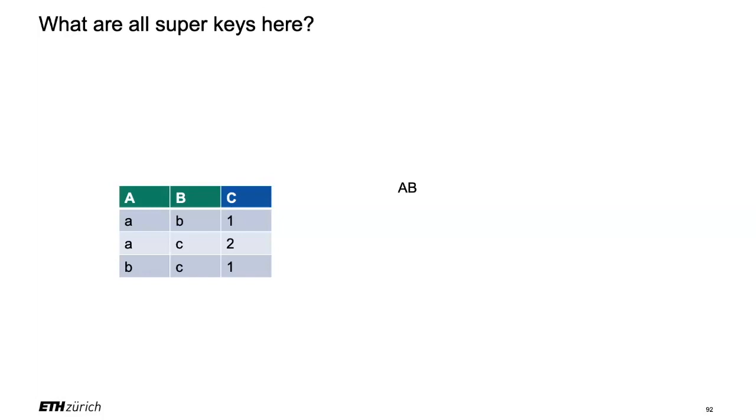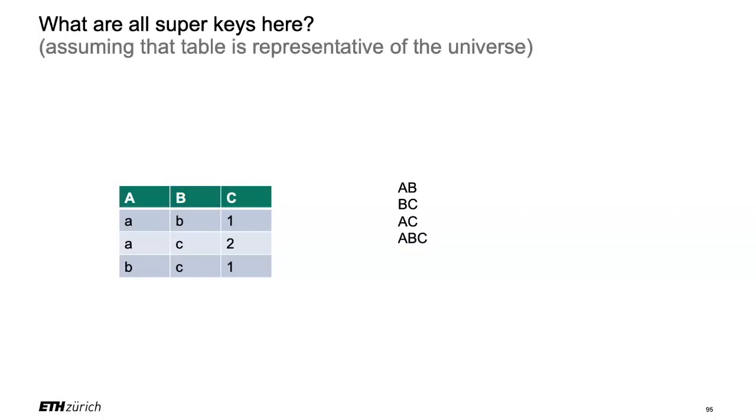So here's an example. AB is a super key. Who agrees that AB is a super key for that table? It's a typical table, again, doesn't have accidents, right? You can see because if you know A and B, then you know C. For example, if I tell you the value of A and B is small a, small c, what is C? 2, right? It's the second record. So AB is a super key. BC is also a super key. AC is also a super key. And ABC is also a super key, right? If I add attributes, it's still a super key.